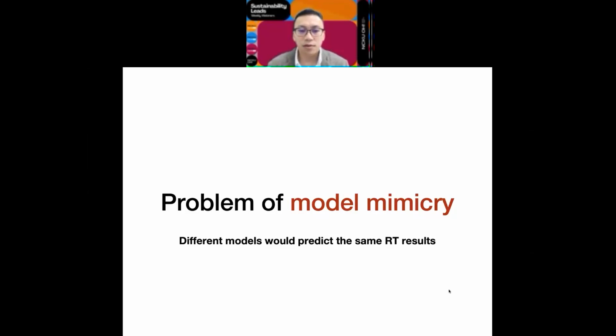In one study, Townsend has shown that a parallel exhaustive model can produce the same results as self-terminating models. So we need a more sensitive performance index to help researchers make strong inferences regarding the information processing properties.